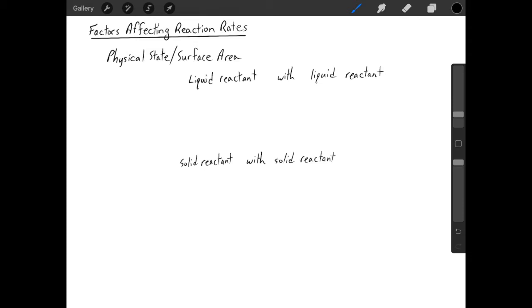With solids, so a solid reactant and a solid reactant, you have a somewhat different situation. In solids, the molecules are fixed in place, and it's much harder to make them move around. So you would have to physically move the reactants over one another. You'd have to mix the reactants together in order for the reaction to happen. So liquids reacting with liquids is going to be a much faster reaction, and solids with solids will be much slower. And we can generalize that to say gases are going to react more quickly than liquids, and liquids are going to react more quickly than solids.